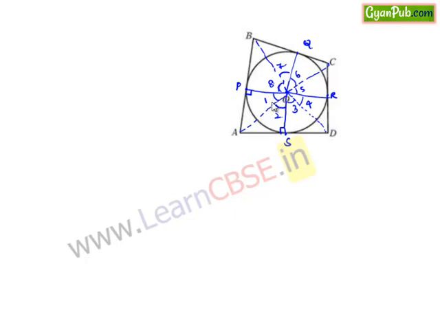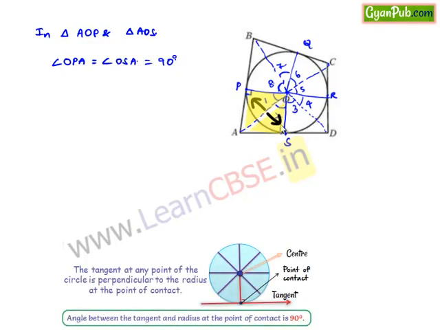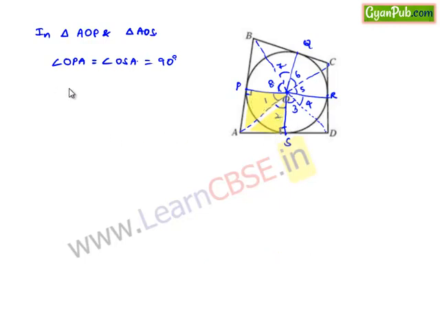Now let us consider triangle AOP and triangle AOS. Angle OPA is equal to angle OSA, since at the point of contact, the radius makes an angle of 90 degrees with the tangent. Also OP is equal to OS since it is the radius of the circle, and OA is the common side for both the triangles, therefore it will be equal in both the triangles.